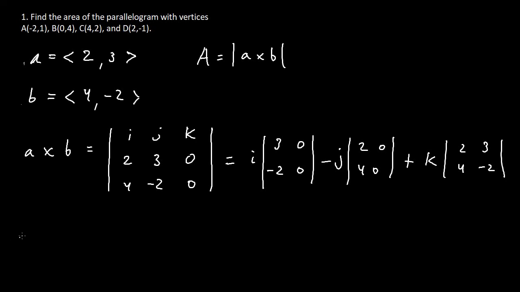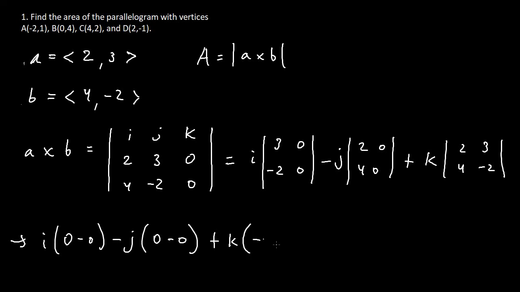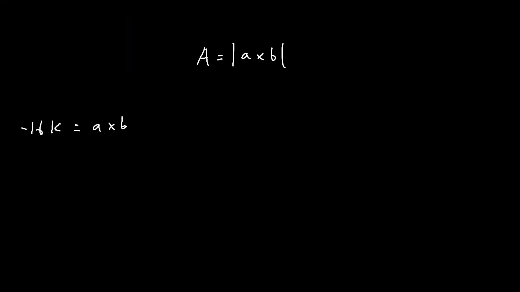So now we go ahead and cross multiply. We get i times 3 times 0 minus negative 2 times 0. So we get 0 minus 0, minus j times 2 times 0 is 0 minus 4 times 0 is 0. And then plus k times 2 times negative 2 is negative 4 minus 4 times 3, 12. So obviously the zeros will cancel, i and j, and we're left with negative 16k as the cross product of A times B. In order to find the area, we must find the magnitude of the cross product.